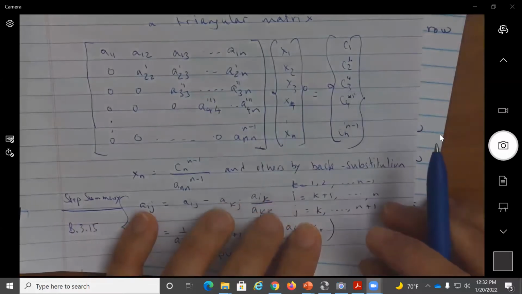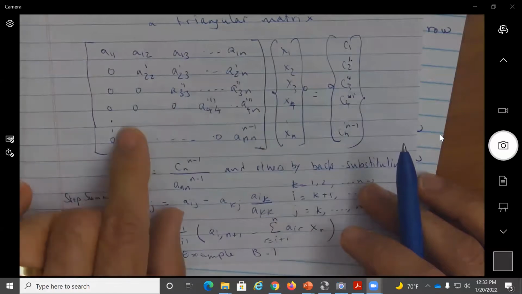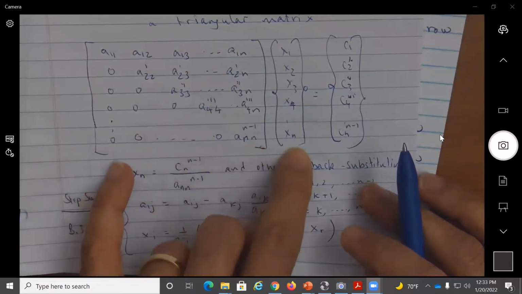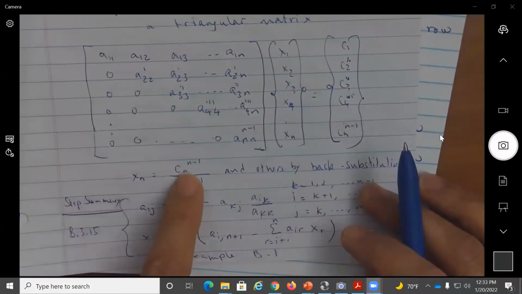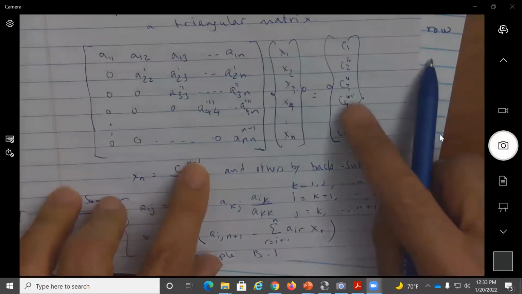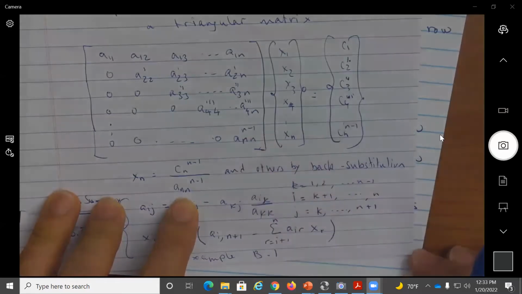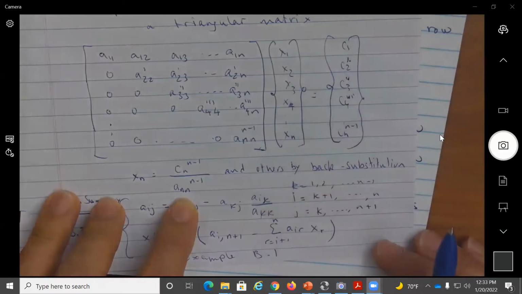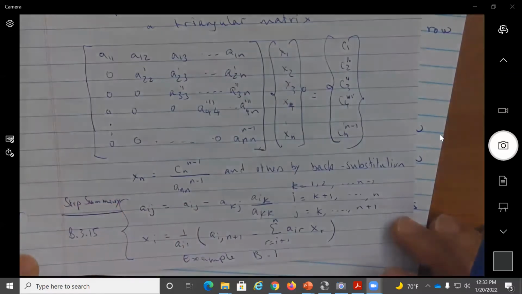So we're going to have n minus 1 times. Once I do that, if I take the last row, I can solve for xn, where xn is equal to cn divided by the coefficient ann, with the superscript n minus 1, because the first row we're not touching. So that's why it's n minus 1. And then we're going to move back and solve for all the others by back substitution.